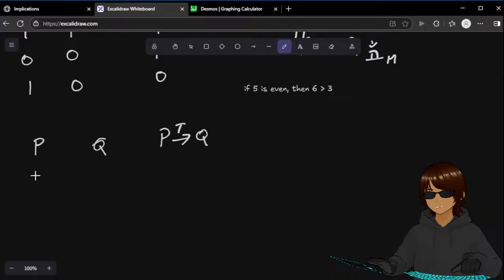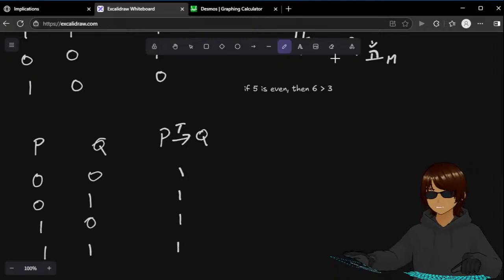P, Q. P implies Q where the default is true. This is assumed to be true unless proven otherwise. And then we have the other one which has P if and only if Q. So this will work if, yeah.